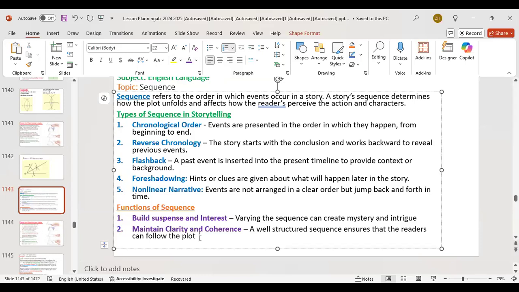Next. You also need a good sequence in order to show how the characters operate. What are their agendas? What are their motivations? What is the character going through? So like their reasons. That's what you mean? Yeah, their reasons.